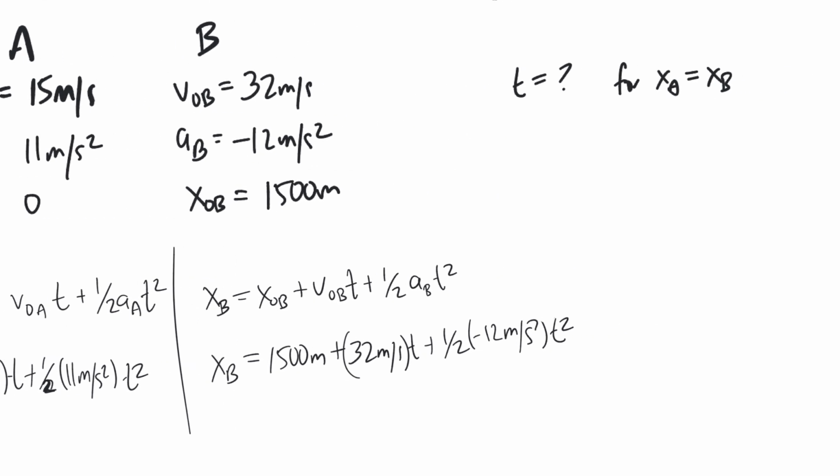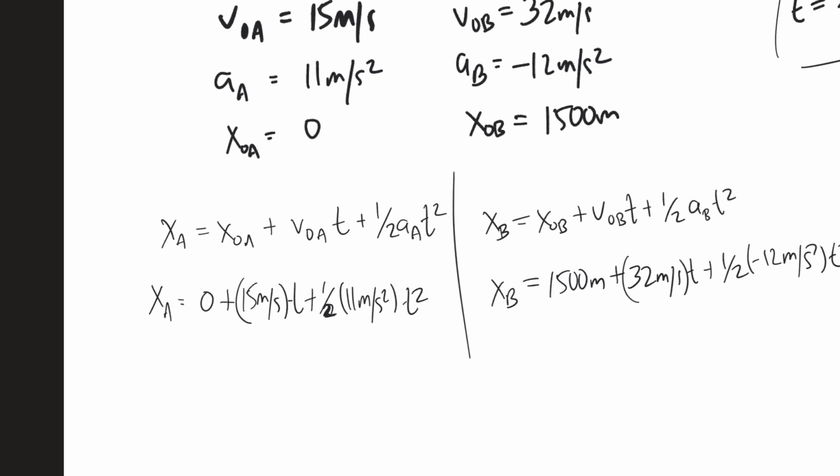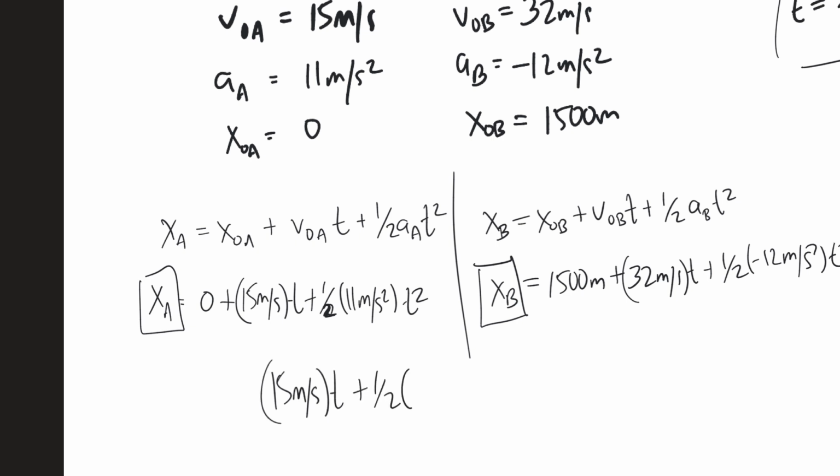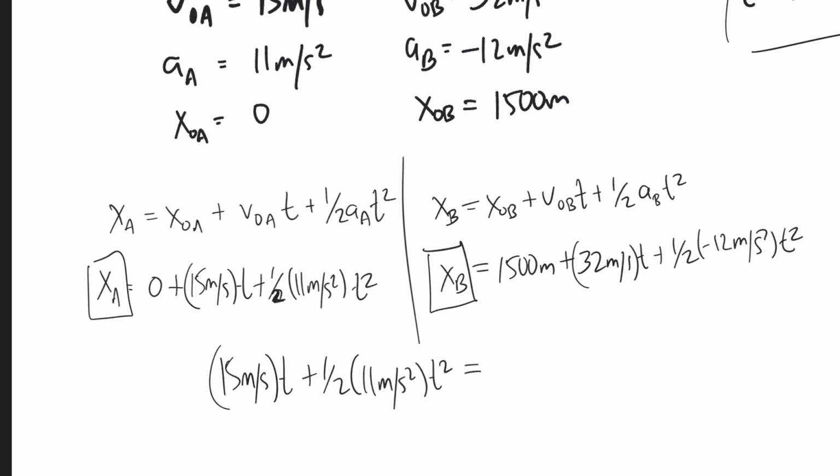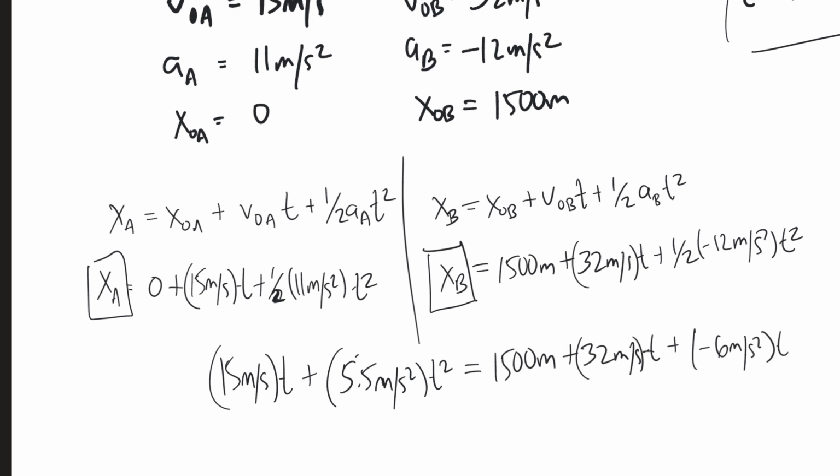So what we're looking for is a time when XA equals XB. That means I can say that XA and XB are the same thing. If I set them equal to each other, I get 15 meters per second times T plus 1/2 times 11 meters per second squared, T squared, equals XB, 1,500 meters plus 32 meters per second times T plus, I'd like to just go ahead and divide by 2. Let's do it right now, and here as well. Let's make this 5.5 meters per second squared, and this is 1/2 of negative 12, so we will make that negative 6 meters per second squared times T squared.